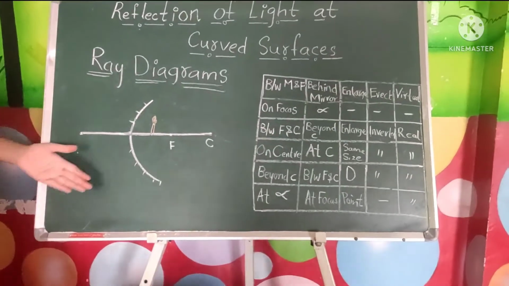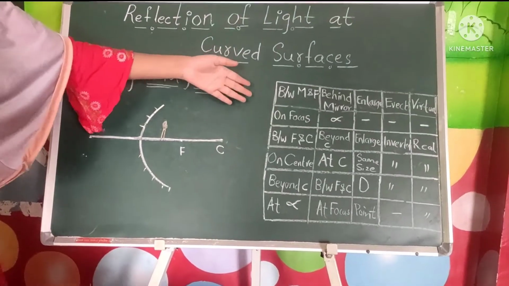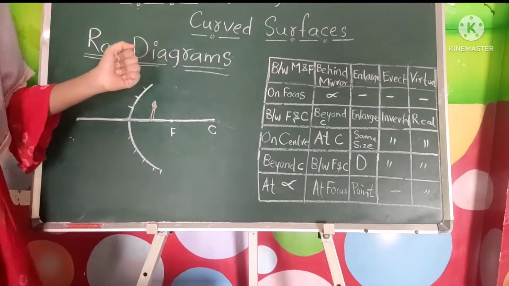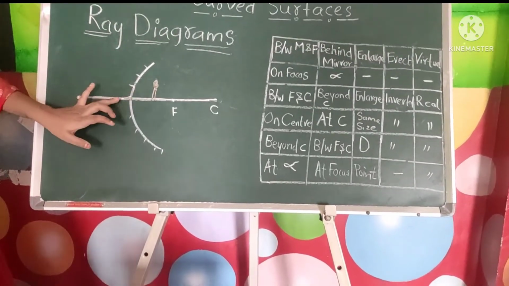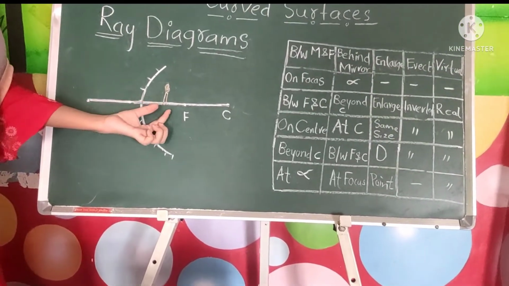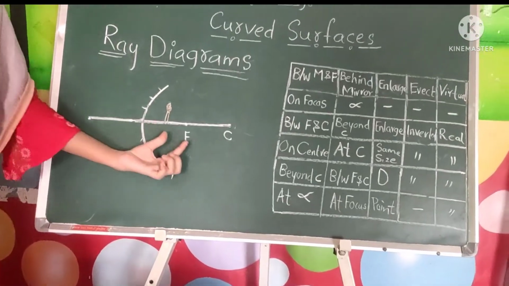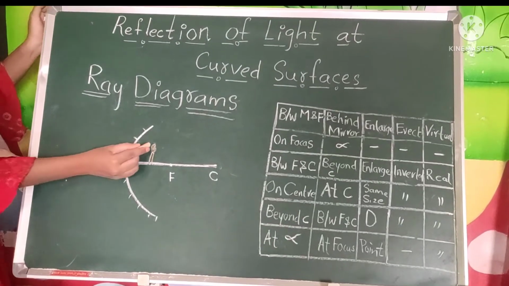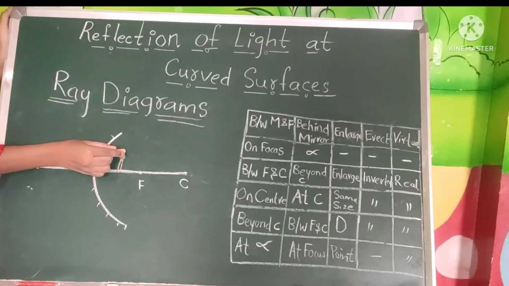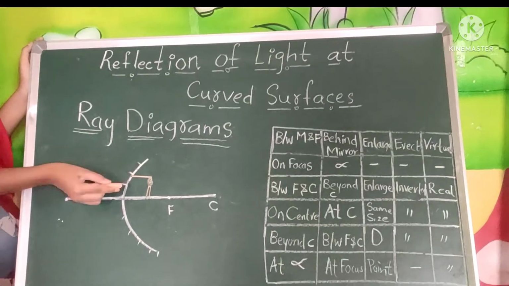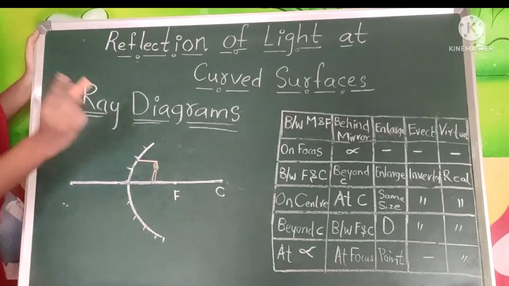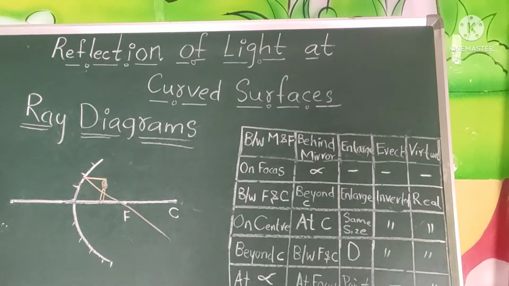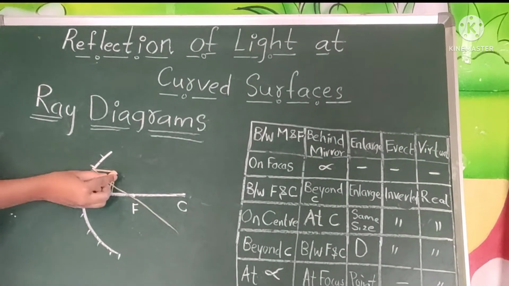First ray diagram, the position of the object. The first one is between mirror and the focus. So this is the focus and here it's the mirror. In the middle we have put the object. Now let's see using the rules. First one, whichever line is parallel to the principal axis, it just passes through the focus after reflection. Yes, so it's passing through the focus. So now what is happening? The first ray is ready.